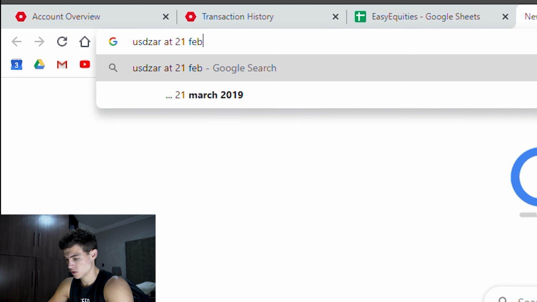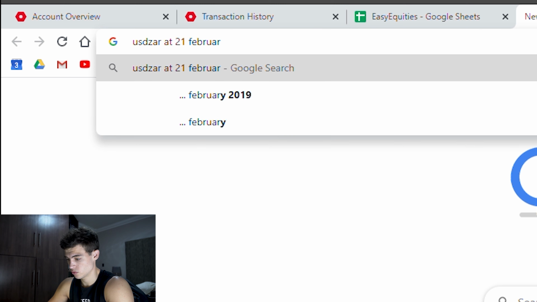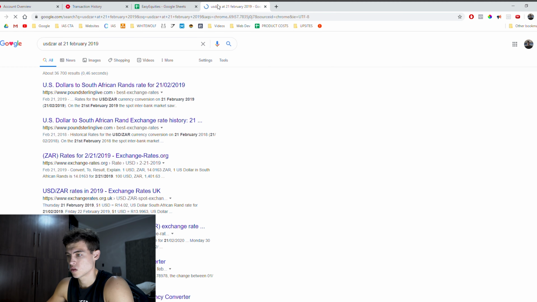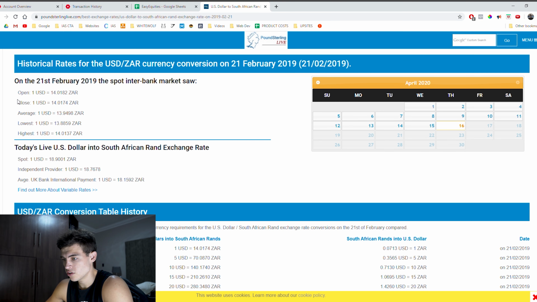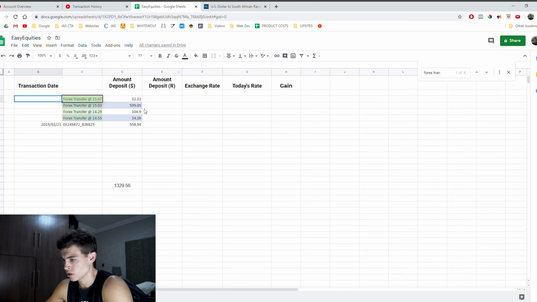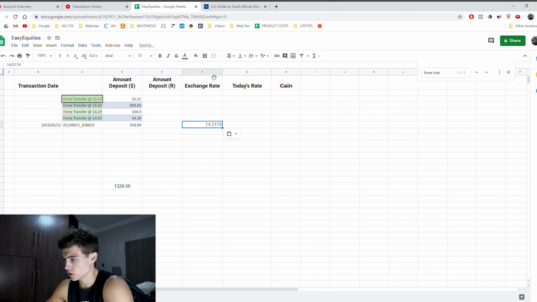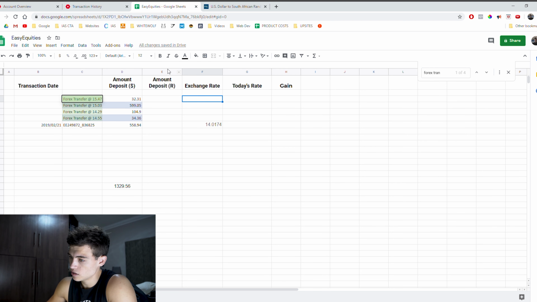21 February 2019. So the closing rate on the 21st of February 2019, 14.0174. What we're going to do is copy that right there where it says exchange rate. This is the exchange rate at this specific date. So I'm just going to fill in exactly what is there.